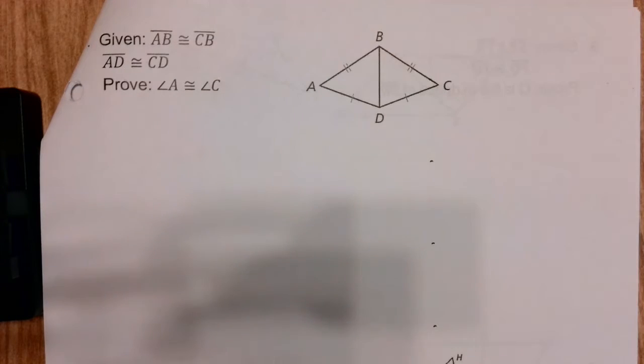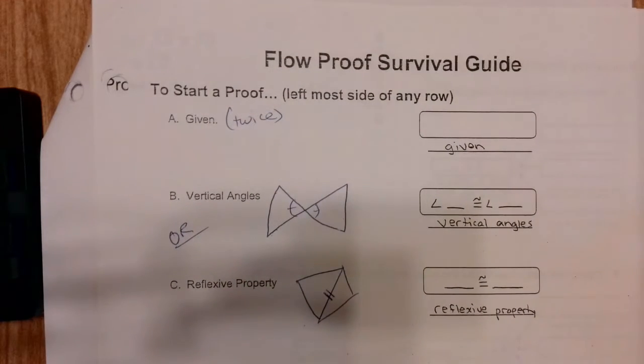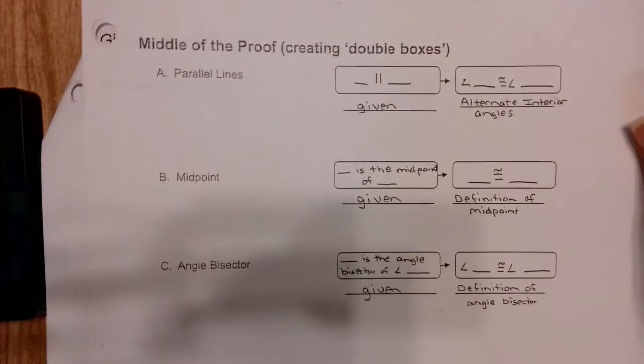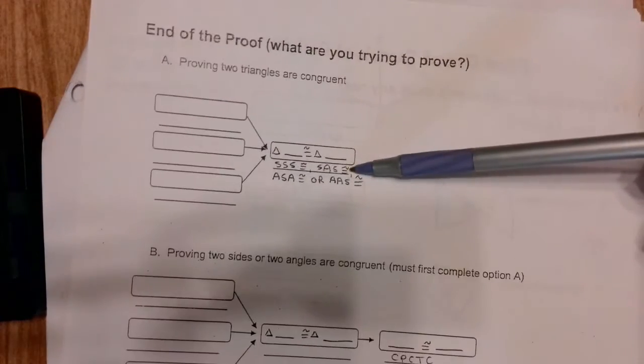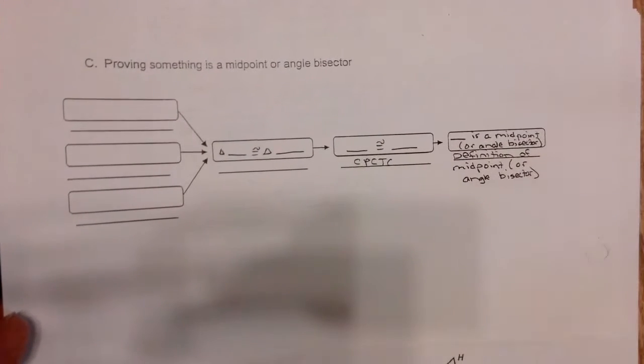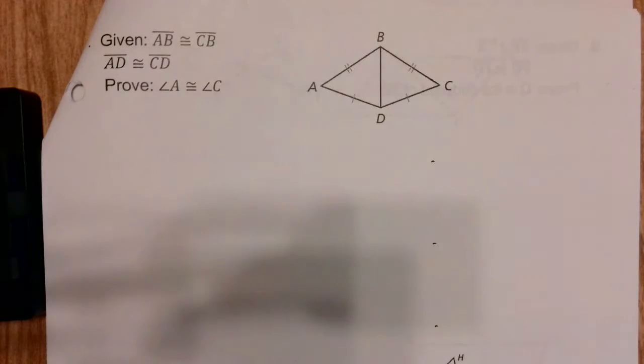Proofs Part 2. Don't forget, as you work on these proofs, that you have your Flow Proof Survival Guide. It tells you how the proof should start. It tells you how double boxes are created, extra boxes out front. And it tells you how to determine whether your proof ends with 1 box, 2 boxes, or 3 boxes. So let's look. We assume at this point in time that you've already done the first video with 6 proofs.